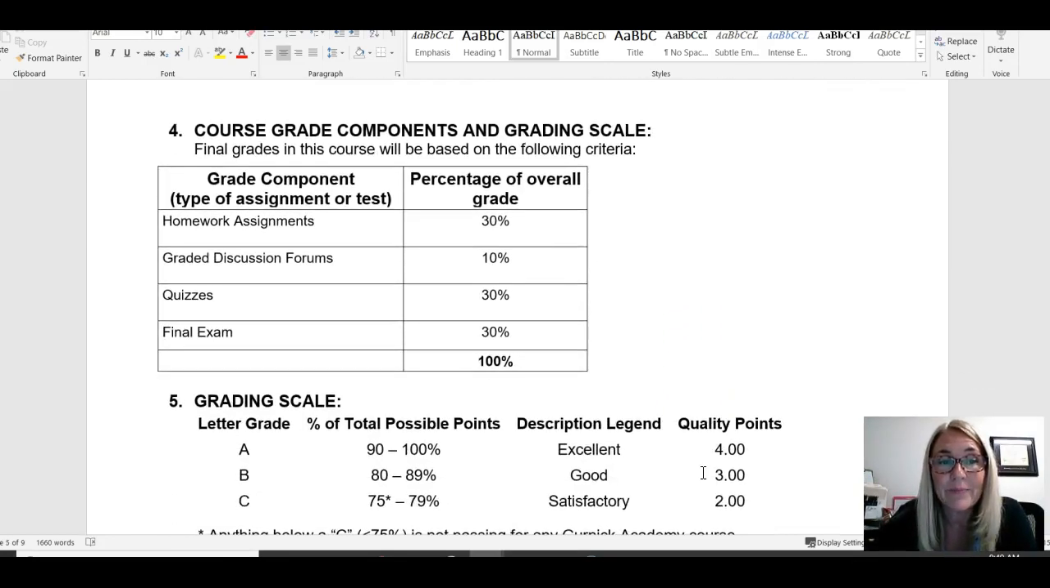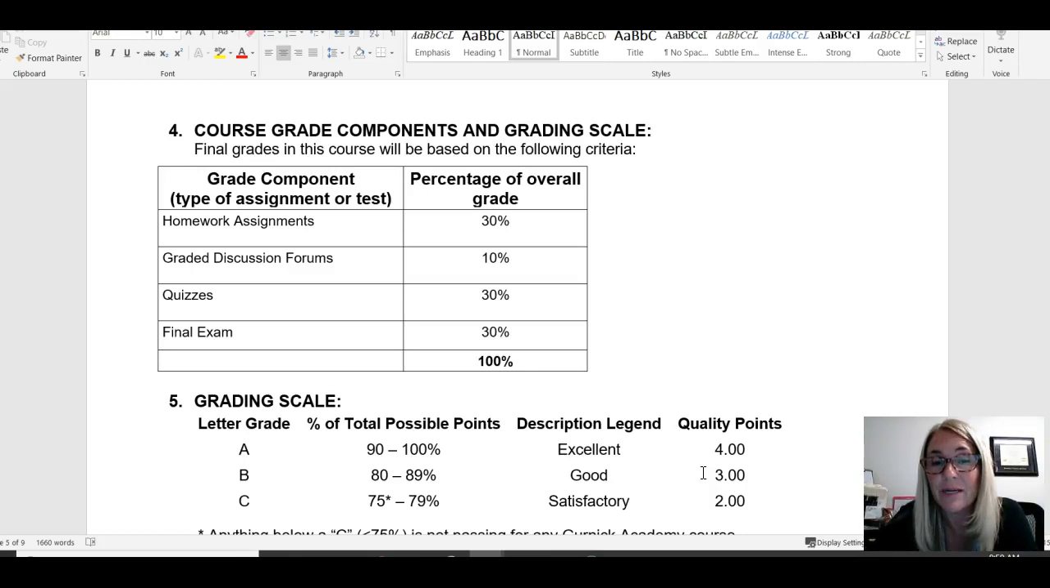Okay, my grading system. So your homework assignments are 30%, your discussion forums are 10, your quizzes are 30, and your final is 30. So each week you're going to have to do a discussion on something that we're studying. So if we're doing the skeletal system, you're going to find a pathology that you saw when you're scanning in clinic, and you're going to talk about it.